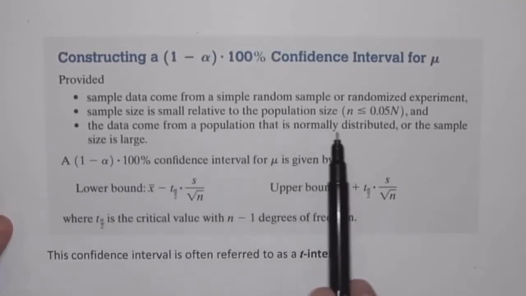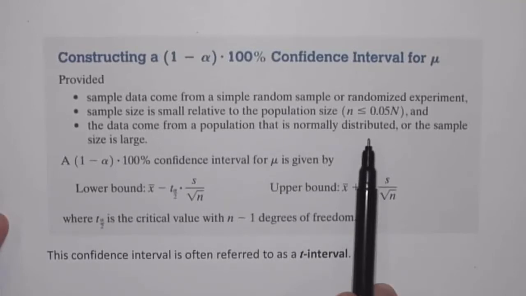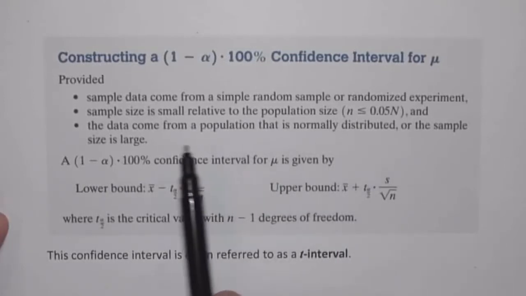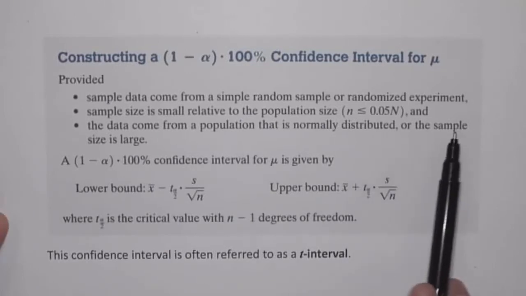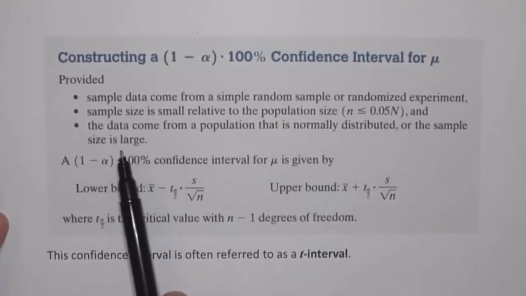Now that is really a big deal. In order to be able to use the t-distribution, we have to have an underlying assumption of normality. The population either needs to be normal, or we have to have a large enough sample size for the central limit theorem to apply. So either we have to know the population's normal, or we have to have a sample size of 30 or more.